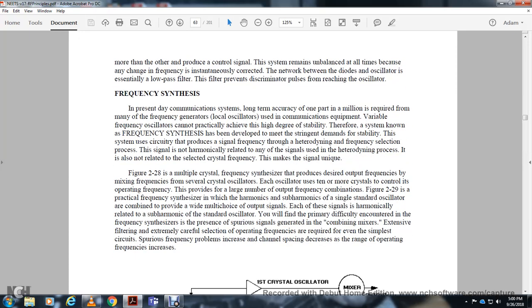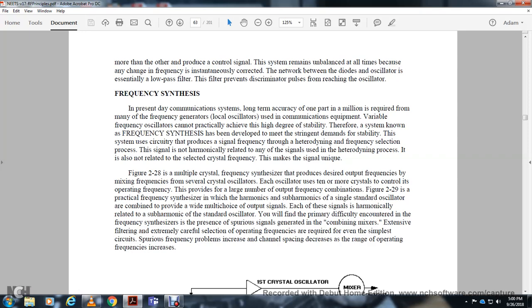Figure 2-28. The multiple crystal frequency synthesizer produces the desired output frequency by using several crystal oscillators, with each oscillator controlled by 10 or more crystals, to provide a large number of output frequency combinations. Figure 2-29 shows a practical frequency synthesizer stabilized with a harmonic and subharmonic signal from a standard oscillator, combined to provide multiple choice output signals. Each of these signals is harmonically related, or a subharmonic of, the standard oscillator.